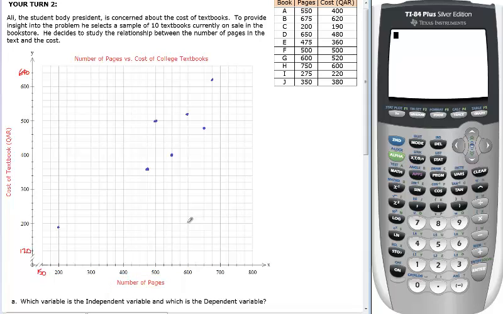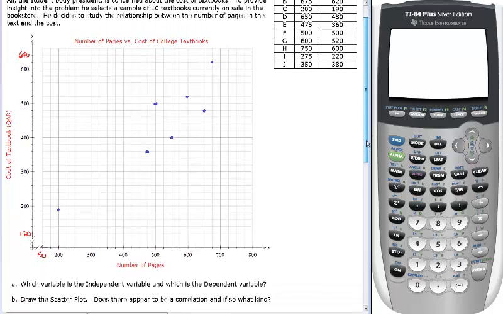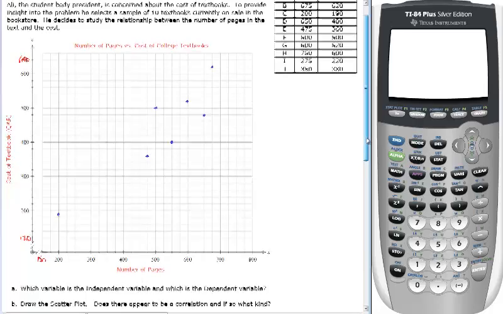Okay, and the dependent variable, the one you're trying to predict or estimate, is of course the cost of the textbook, which I've already put along the y-axis. So you can see I've already started. So independent is number of pages, dependent cost of textbook. Alright, and the second question there is, draw the scatter plot. Does there appear to be a correlation, and if so, what kind?